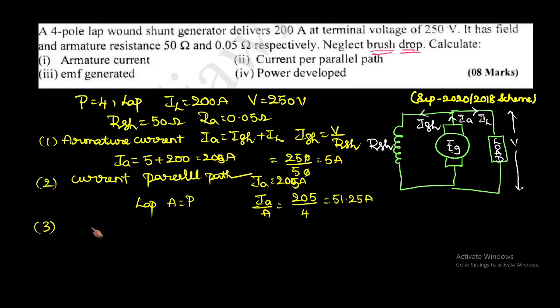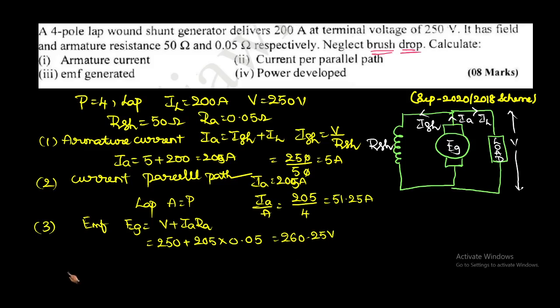Next, the third one, EMF generated. What is the EMF generated? That is EG equals V plus IA into RA. He has given to neglect the brush drop, so V is the terminal voltage 250, plus armature current 205 into the armature resistance, which is given as 0.05. So 250 plus 205 into 0.05, you will get approximately 260.25 volts. That is the EMF generated.